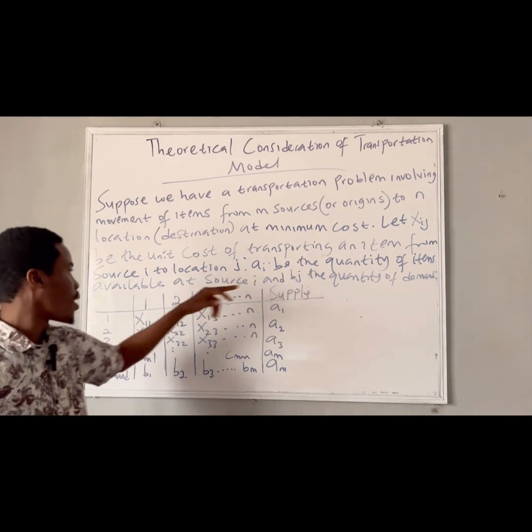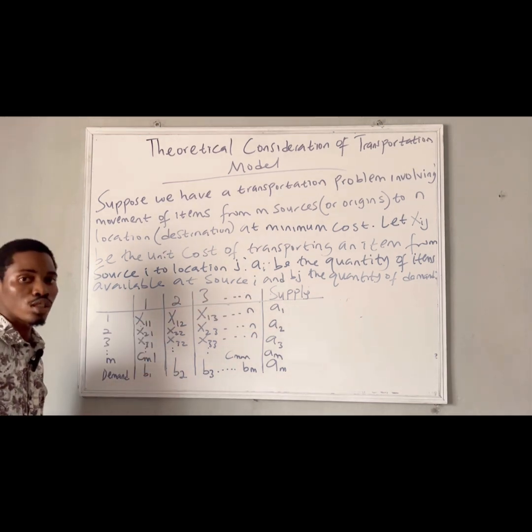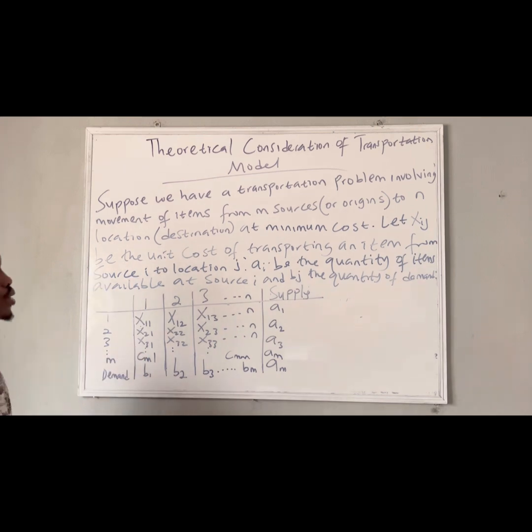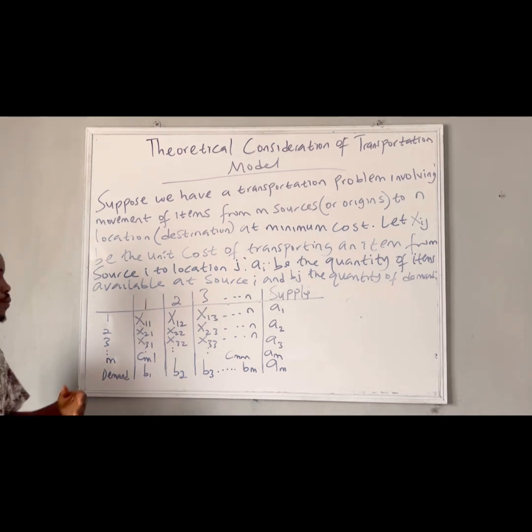Ai is the quantity of item available at source I and Bj is the quantity of demand. The theoretical consideration lets us know how we can split the items, the quantity available and the cost easily, so that we can minimize the cost of the transportation model.